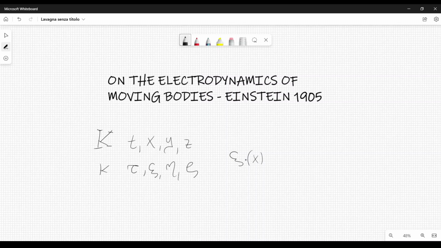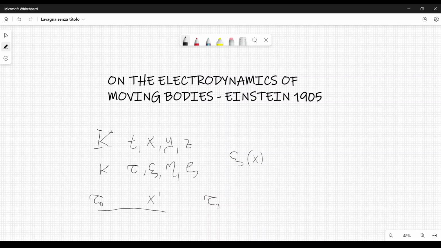The motion is only along xi, so all the axes will remain parallel. From the system lowercase k, we emit a light ray from the origin at time tau 0, measured from the moving system, along the x-axis. The light ray travels until we reach a point with coordinate x prime, and at time tau 1, the ray is reflected back.